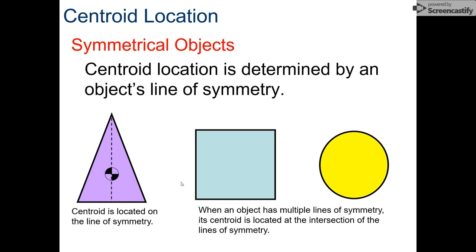For the square, we have two lines of symmetry because it is a perfectly symmetrical shape. And the centroid is located where the intersection of those lines of symmetry occurs. The same goes for a circle. It is infinitely symmetrical, and the lines of symmetry intersect in the center, and that is where the centroid of that circle is. So if you have any shape that is symmetrical, the lines of symmetry cross at the centroid. So that would be an easy way to find the centroid if you have a symmetrical shape.